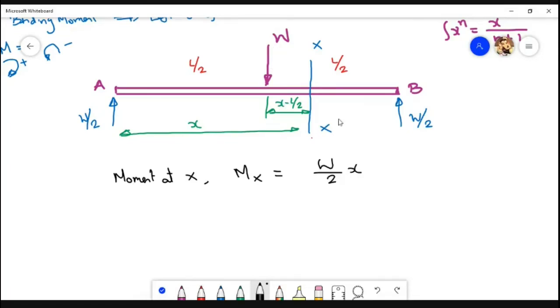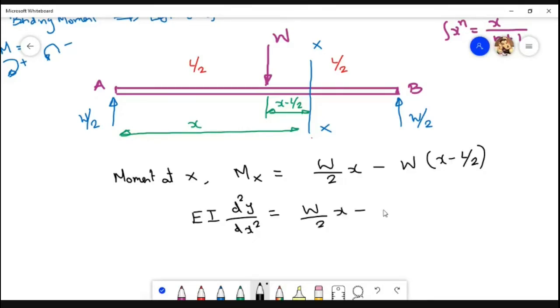This one is anti-clockwise, so minus W into x minus L by 2. So what is this moment, according to our mathematical relation? Moment is EI d square y by dx square. So this moment is W by 2 x minus W into x minus L by 2.